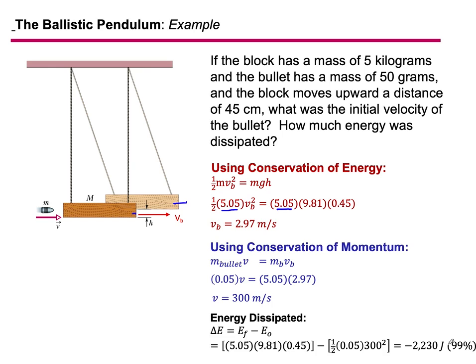So most of the energy, 99% of the energy, was converted to heat, which is part of the reason we can't use energy conservation all the way to the end here, setting the kinetic energy of the bullet equal to MGH here. So not valid.